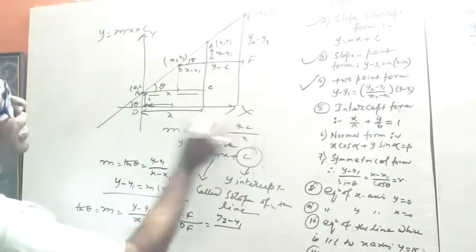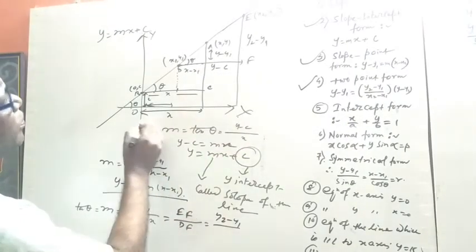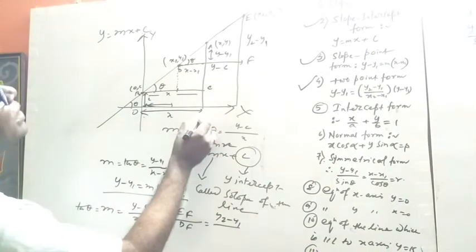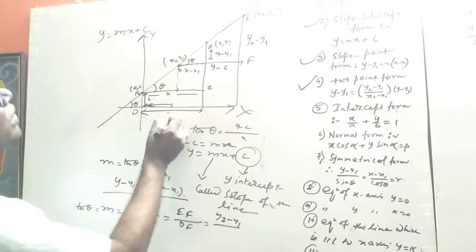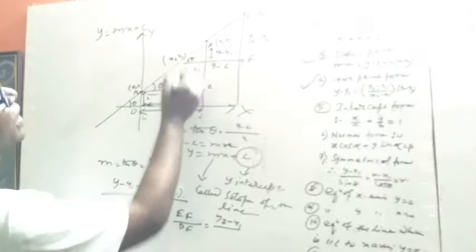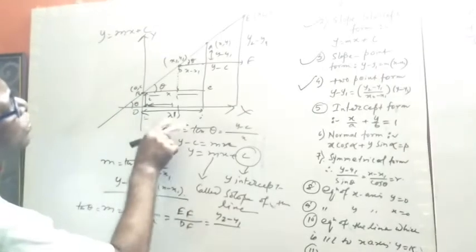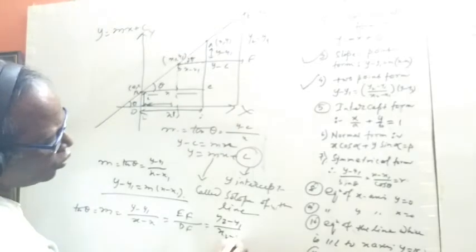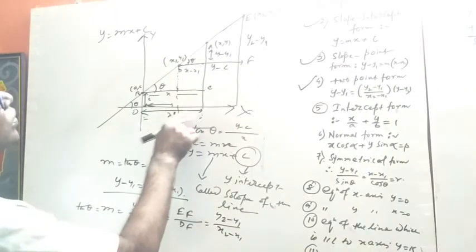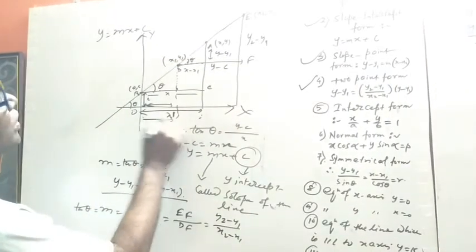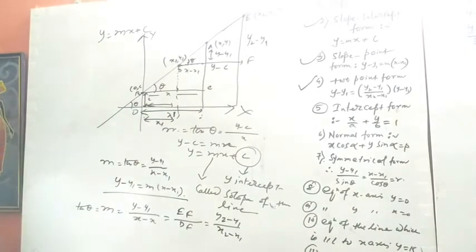Again, from here to here is x2, and from this to this is x1. Oh sorry, this is x1. From this is theta. So you can write DF. DF means this is x2 and this is x1, so x2 minus x1.